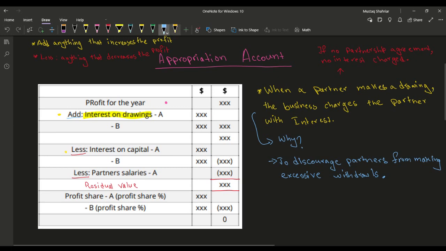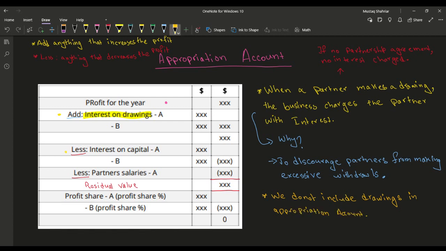Why do we not include drawings in the appropriation account? It's because it's neither a profit nor a gain or an expense, basically. So that is why we do not include this in our appropriation account. However, drawings are included in the financial statements, in the balance sheet. We deduct this from our equity. Right? Okay.